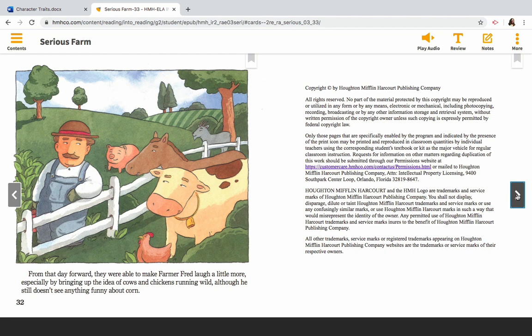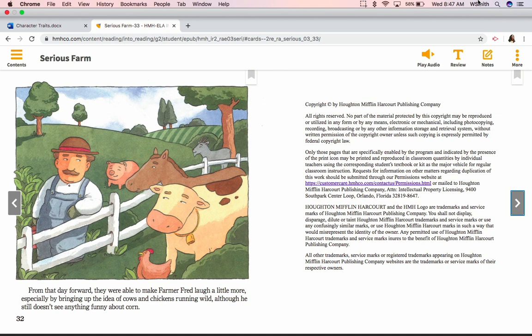Okay? For example, if you choose Farmer Fred, one of his internal character traits could very obviously be what? That he is very serious. Okay? And that's based on his thoughts and feelings and words, right? Okay, so again, you're going to draw a picture of your favorite character, list 2 external character traits and 2 internal character traits.